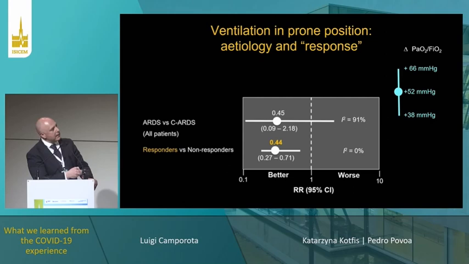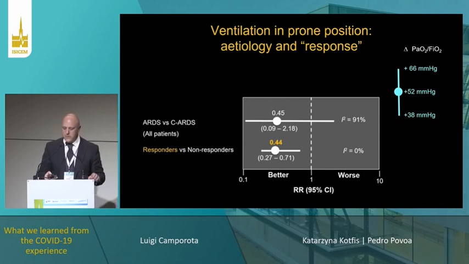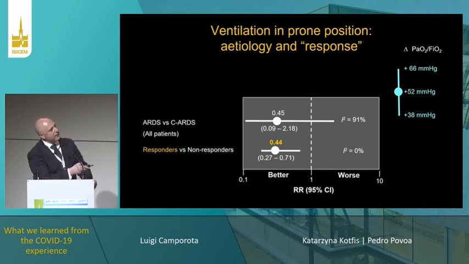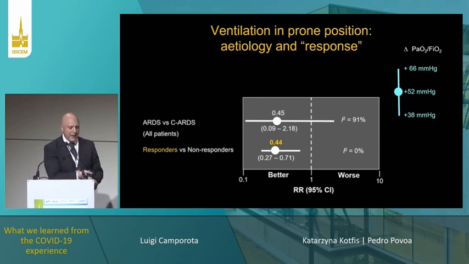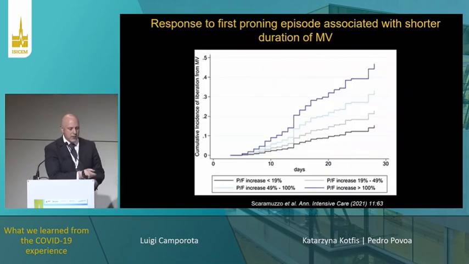I've simplified the study, but basically you can see there is no difference, at least statistically speaking, in the relative risk of death between ARDS and CARDS. But again, responders show a strong signal towards improved outcome. And you can see the average treatment effect, about 52 millimeters of mercury per session of prone positioning.